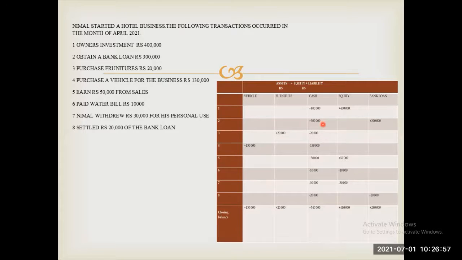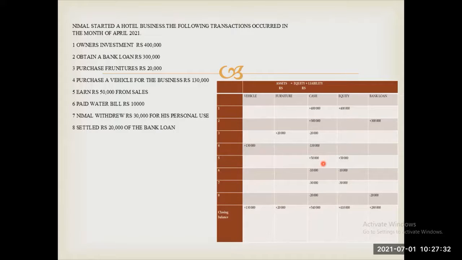And he purchased furniture for rupees 20,000. He takes the money from the business, minus 20,000, and the furniture value is plus 20,000. It becomes an asset. Then he purchased a vehicle for the business. He takes the money from the business, minus 130,000, and the vehicle becomes an asset of the business, that is 130,000 plus value. Next, he earns the amount of 50,000 from sales.